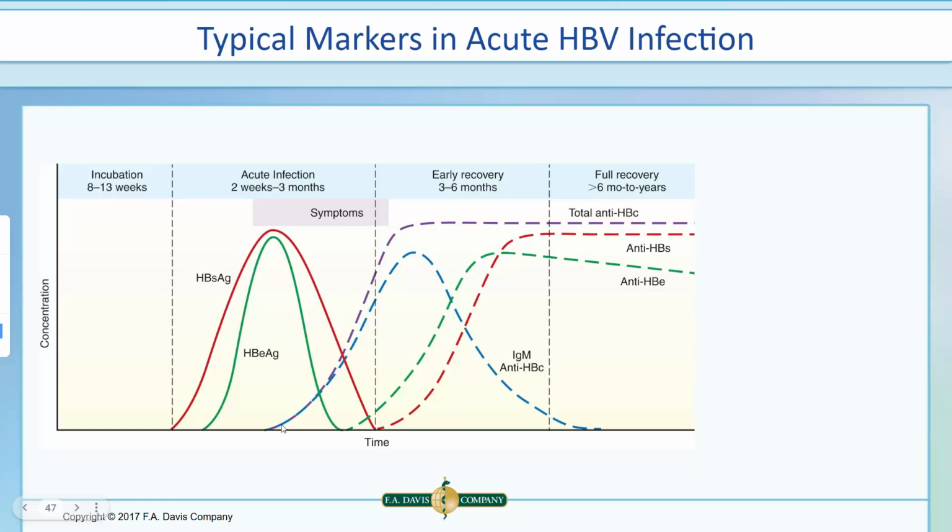Initially, it's going to be total anti-HBC, or HBC. So that's total anti-hepatitis B core. You're going to see that IgM peak. So anti-hepatitis B core, the IgM portion or type. Then a little bit later on, you're going to see antibodies against the surface antigen, and then you're going to see antibodies against the E antigen. And you can kind of see how these would then level off.